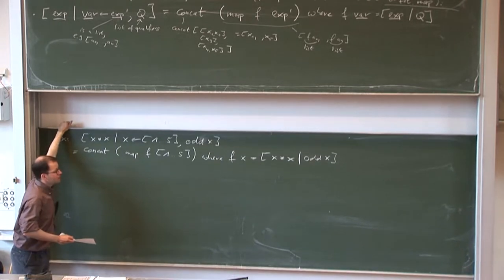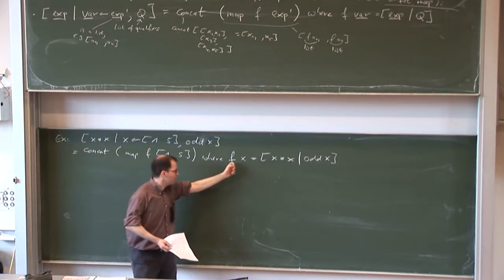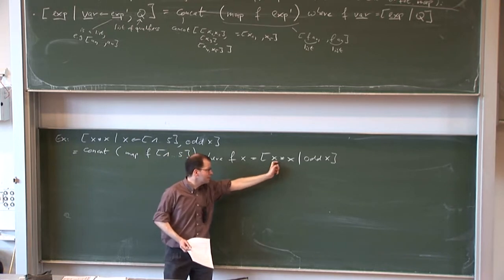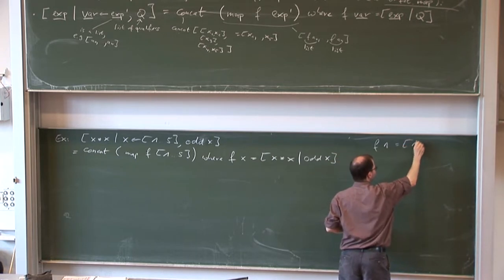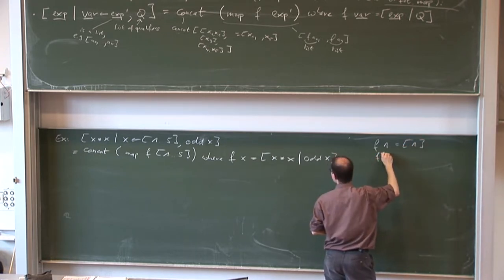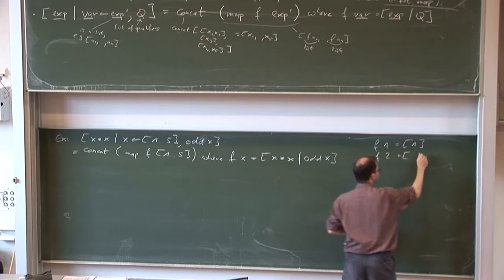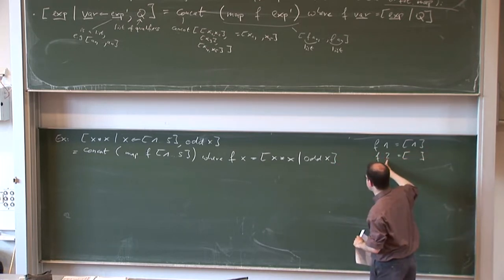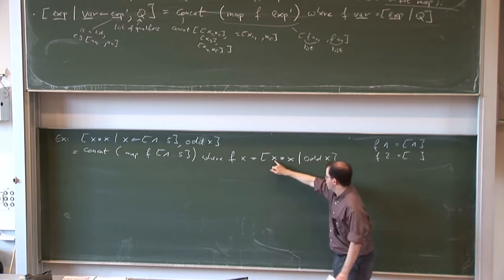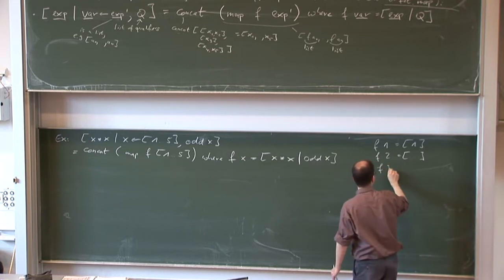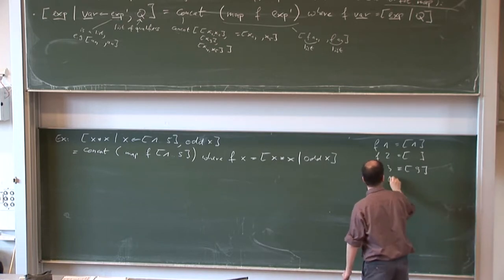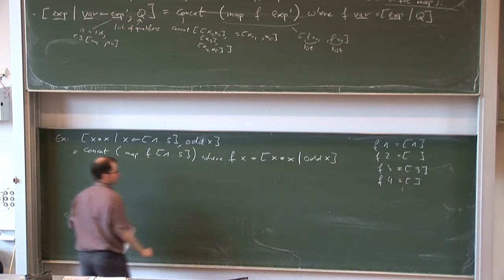No, sorry, it's not an infinite list. If you give f an element, you get back a one-element list. So f of 1 is the list containing 1 square. f of 2 is the list which is empty, because f of 2 would contain 2 square provided that 2 would be odd, but 2 is not odd. So f of 3 would be the list containing 9. f of 4 would be empty. f of 5 would be the list just containing 25, and so on.